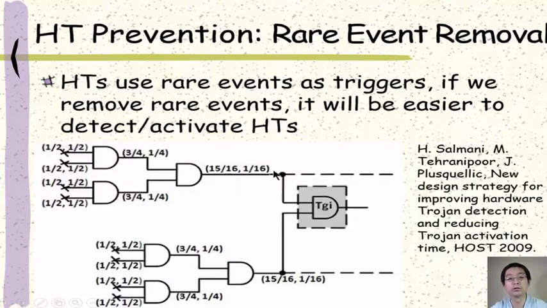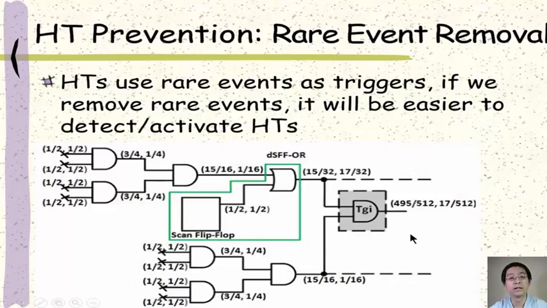So this will be considered a rare event because the probability of this happening is 1/16 times 1/16, which is 1/256. So now let's see how we can remove this rare event and make it much more frequent. The idea is to add a flip-flop and an OR gate to change this wire connection with a logical connection here. This is a scan flip-flop whose input we can control. So the content of the flip-flop will be equally likely to be 1 or 0, and then go through this OR gate.